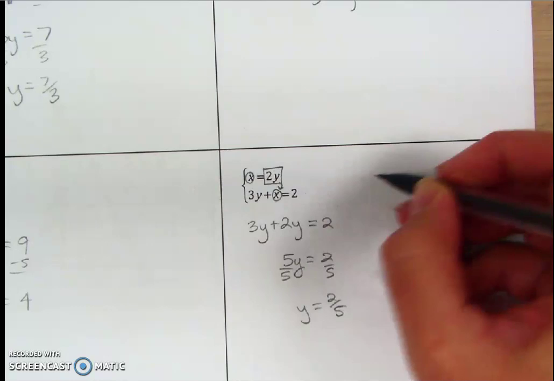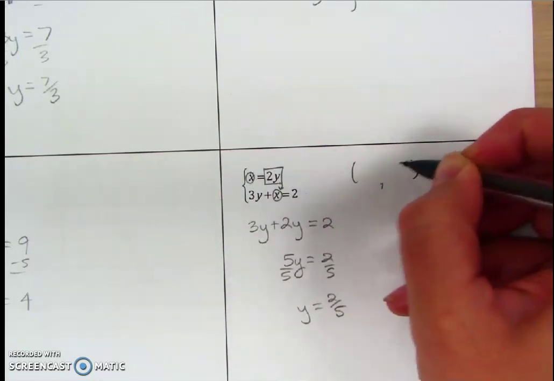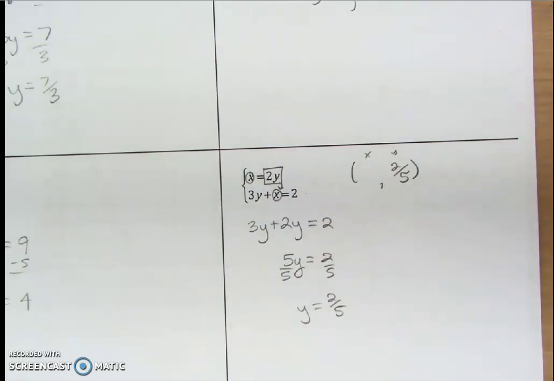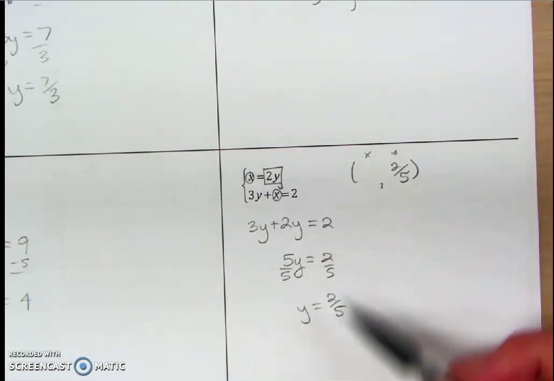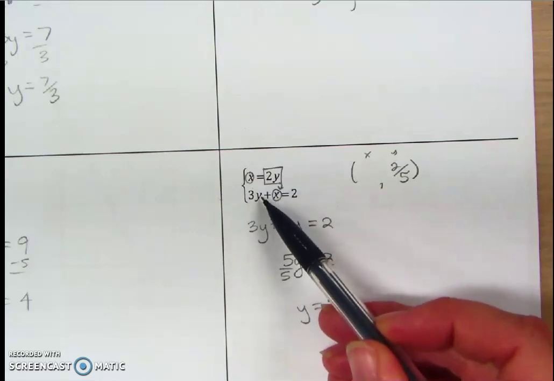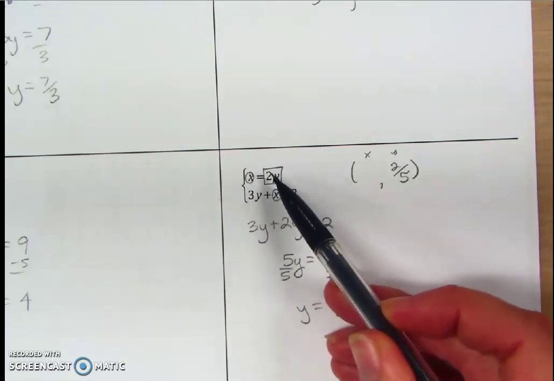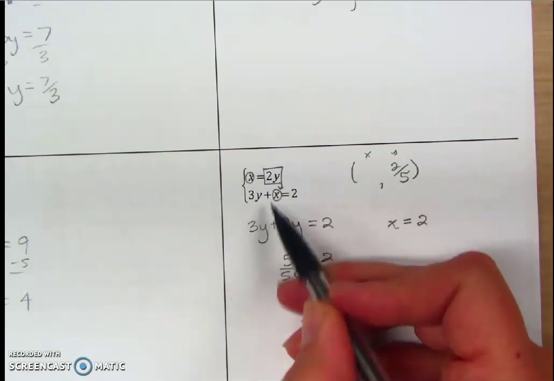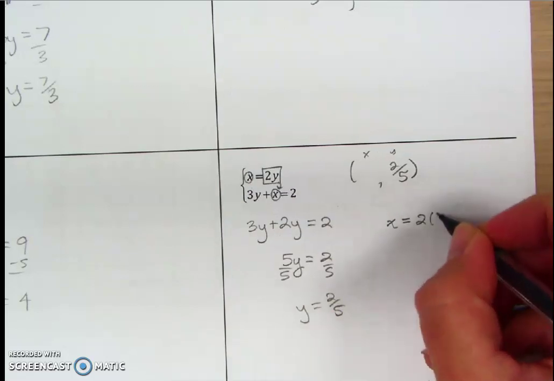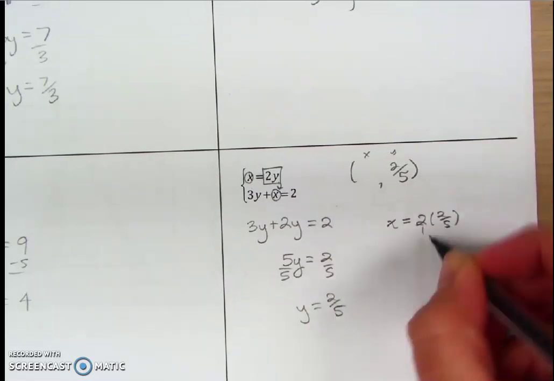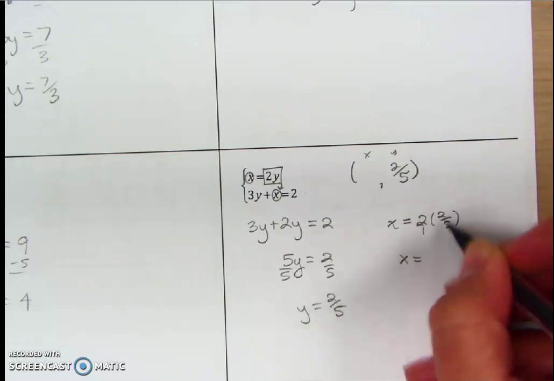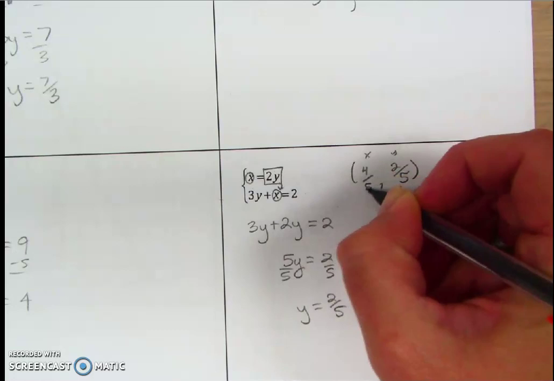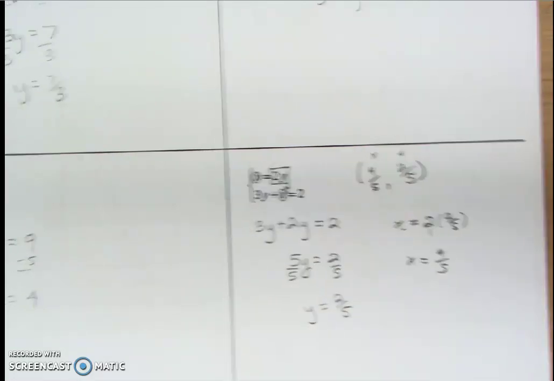Okay, so we have part of our point. We have the y part. We have y is 2/5. Okay, but now how do we find the x? Well, we could plug it in. We could either plug it in right here or plug it in right here. This one looks easier to me, so I'm going to plug it into the top equation. So x equals 2 times y, and we now know y is 2/5. Well, 2 times 2/5, that's going to give us 4/5. So x is equal to 4/5. And that's our answer. One more.